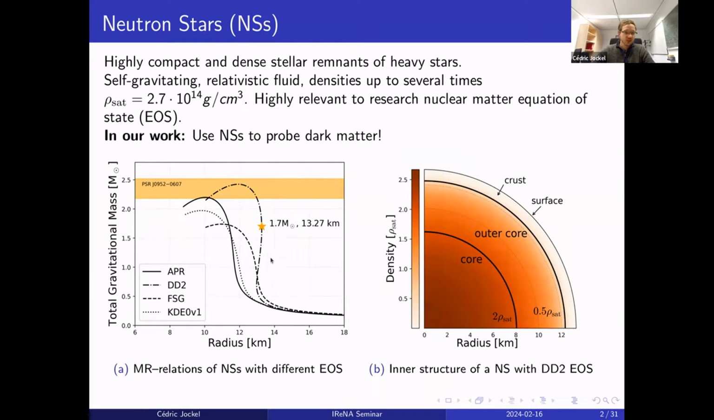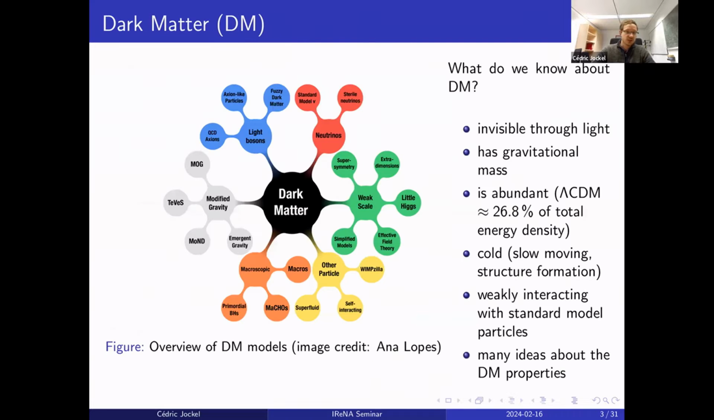In neutron stars, you have those mass-radius relations, which are quite famous. If you add dark matter, those relations might change, which is exactly what we'll be studying here. So neutron stars, what is the next ingredient?